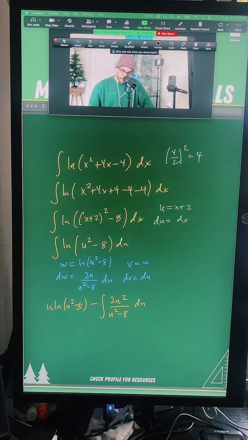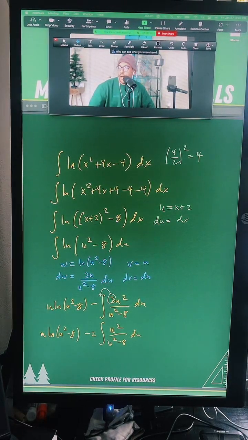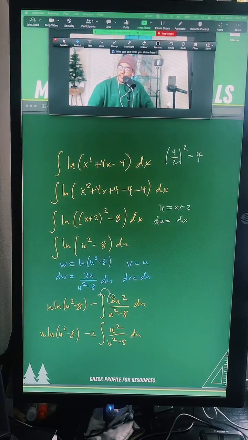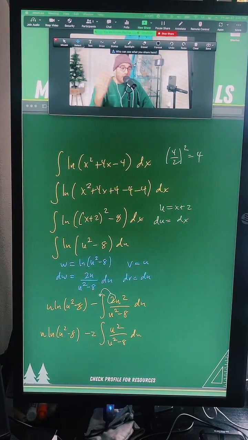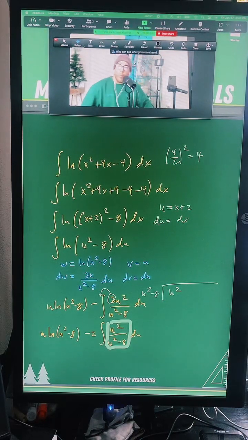But let's go ahead and simplify this. So I still have u natural log of u squared minus 8. Let's go ahead and pull the 2 out like we did last time. And then we have integral of u squared over u squared minus 8 du. I think it was Mar that said this: the way we're going to simplify this is using long division. So we're going to take that u squared on the inside and divide it by u squared minus 8. Why? Because the degree of the top is equal to the degree of the bottom.